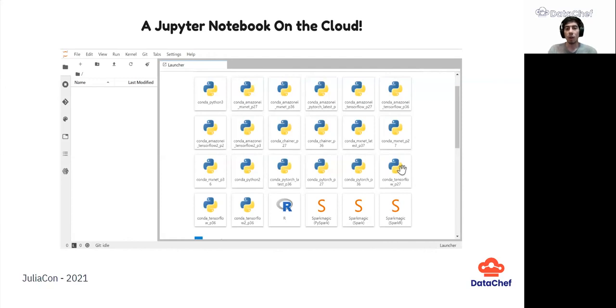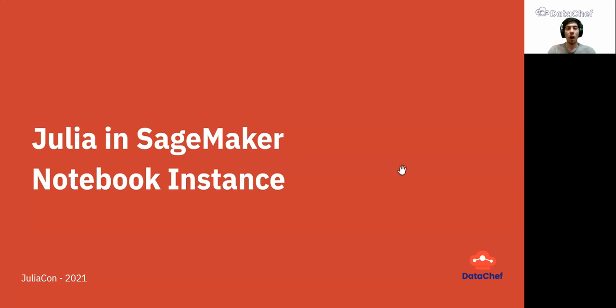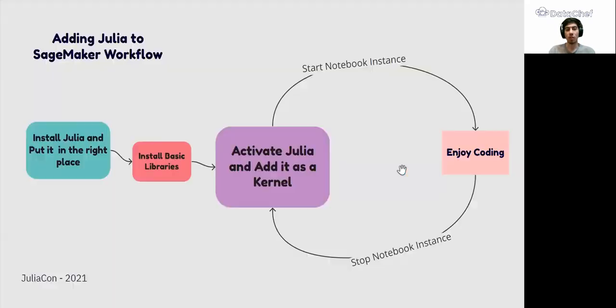If you are using Python or R, you don't need to go through additional steps, but as unfortunately there is no support by default for Julia in SageMaker, we need to go through some additional steps to install it. So how can we add Julia to SageMaker? First of all, we need to install Julia and put it in the right place so we won't lose it each time we restart our notebook.